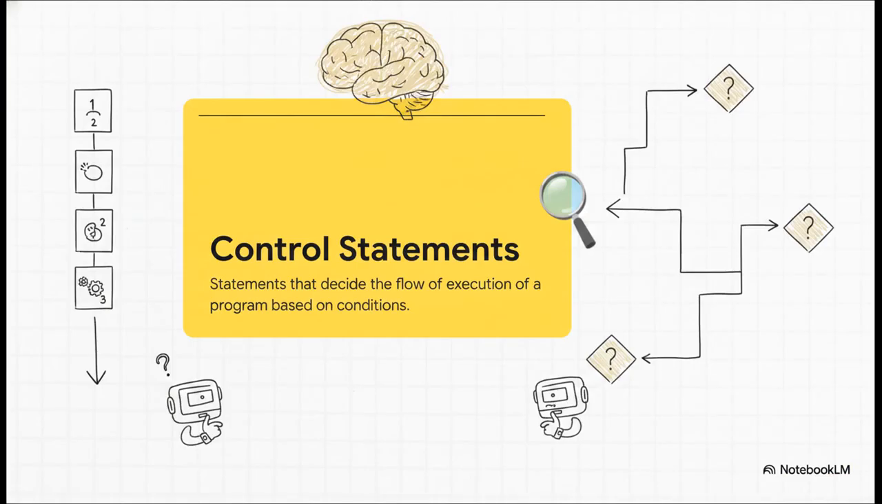Now, I want you to think about this for a second. How do we make our code actually think, rather than just blindly running from the top of the file to the bottom, line by line, without any awareness of what's going on around it? Well, that brings us to our very first core concept, control statements.